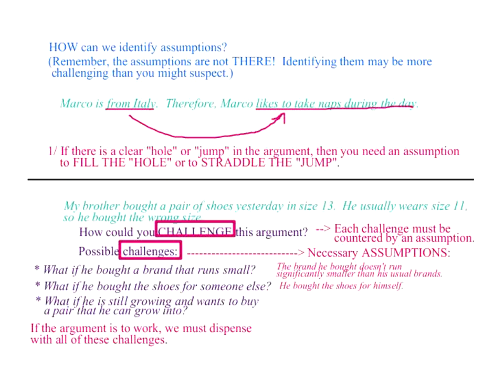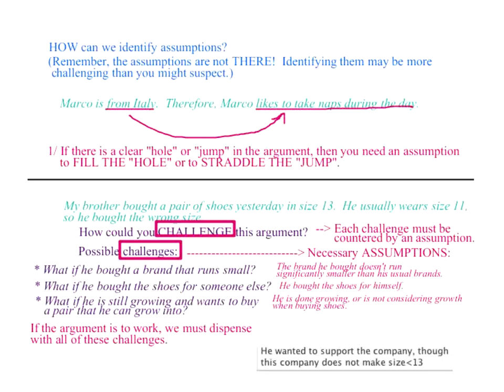What if he is still growing and wants to buy a pair that he can grow into? He is done growing, or is not considering growth when buying shoes. So these are all necessary assumptions. You could also do that, but actually this is not really a relevant issue, because let's talk about that real quick.